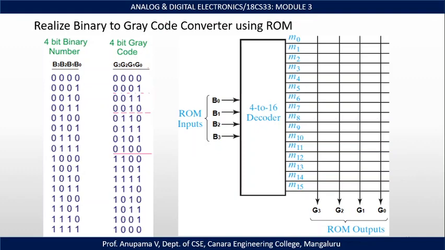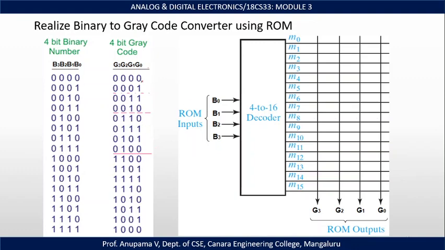Now realize a binary to gray code converter using ROM. So write the 4-bit binary numbers, that is from 0000 to 1111, and write the respective gray code. So we know that gray code is also called mirroring code. These are the gray codes.